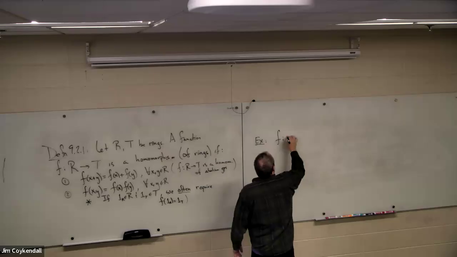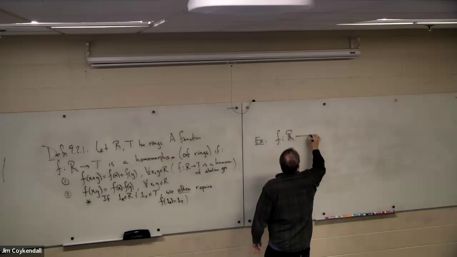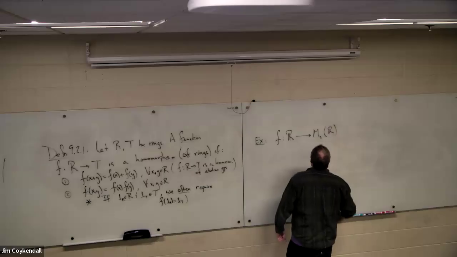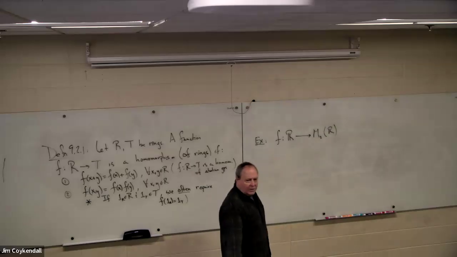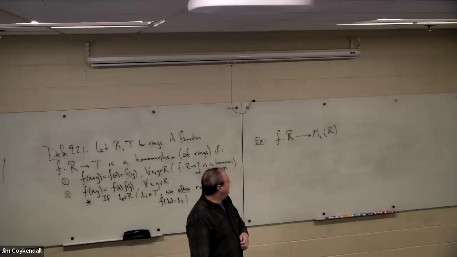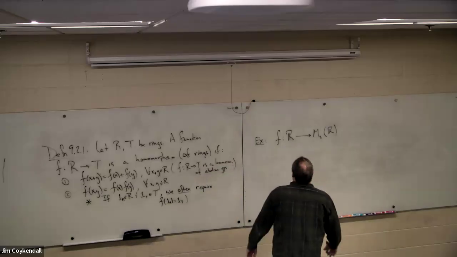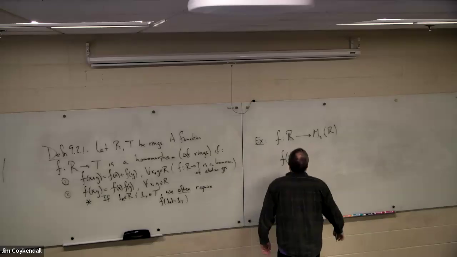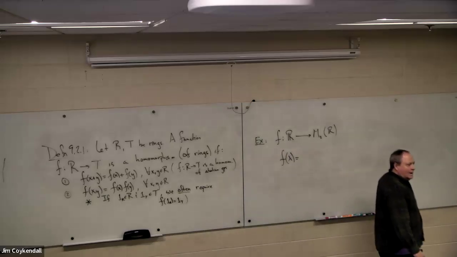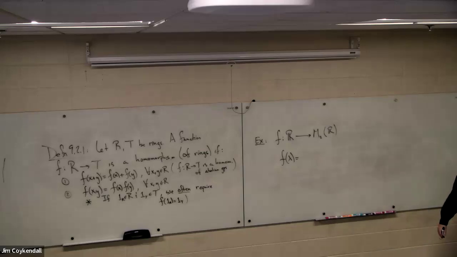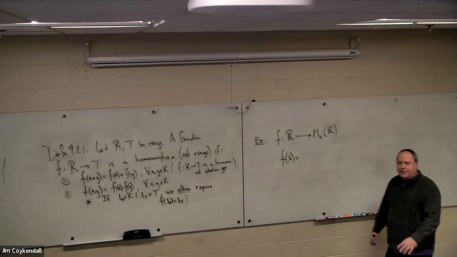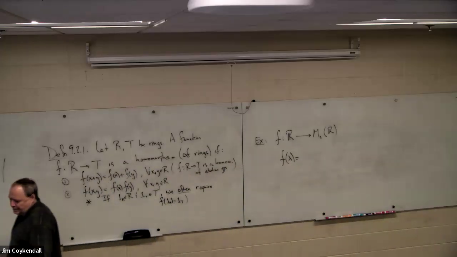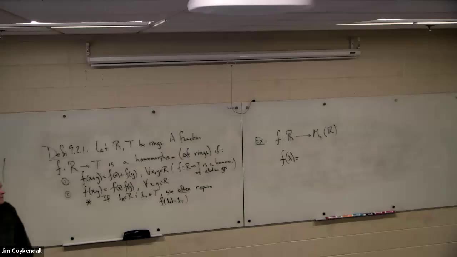Let's look at F from R. Sounds kind of fun. Actually, there are many ways to do this, but I'm going to do what I think is the easiest one. Remember that the thing on the right there is the 2x2 matrices over the reals under matrix addition and matrix multiplication.